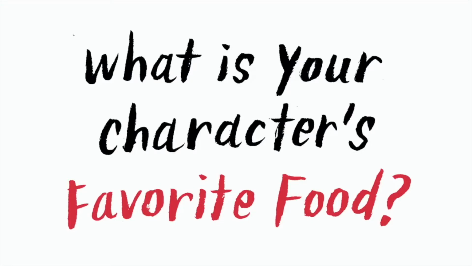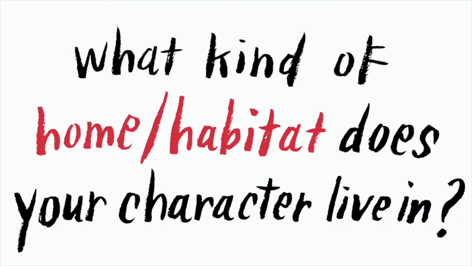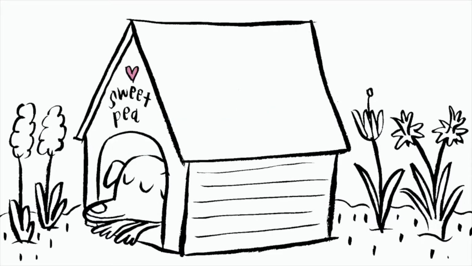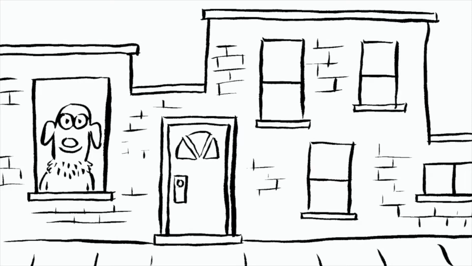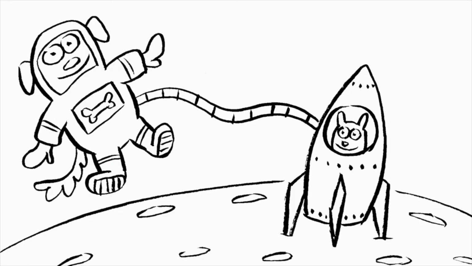You'll for sure want to know what kind of home or habitat your character lives in, because this will definitely be part of your story. For example, does Sweet Pea live in a doghouse, or does she live in an apartment building? And does she live in a city like Brooklyn, or maybe she lives on the moon in a space station? Knowing this in advance will also help you figure out your story.